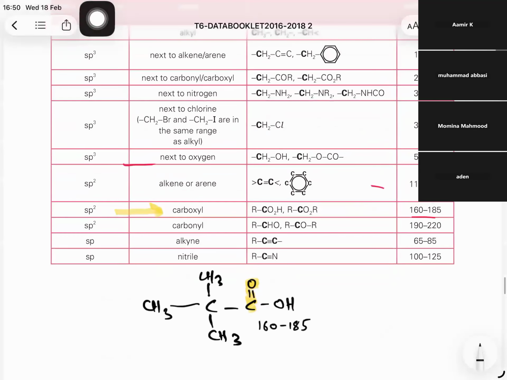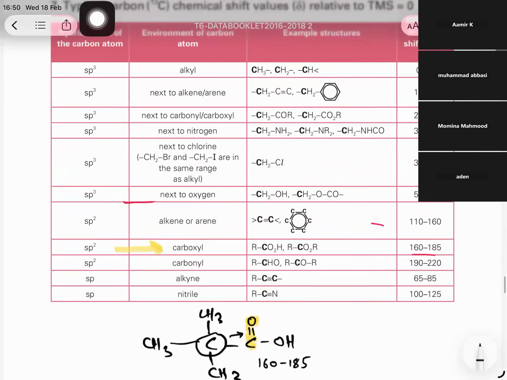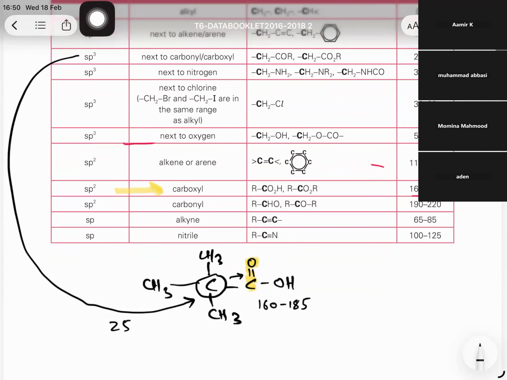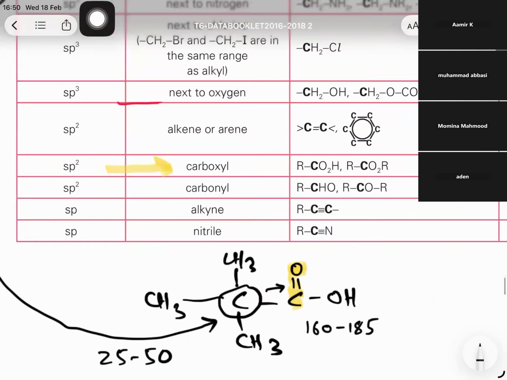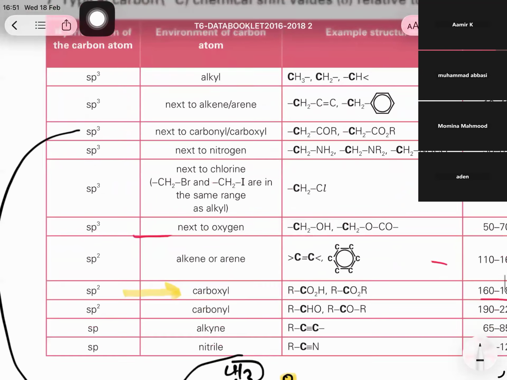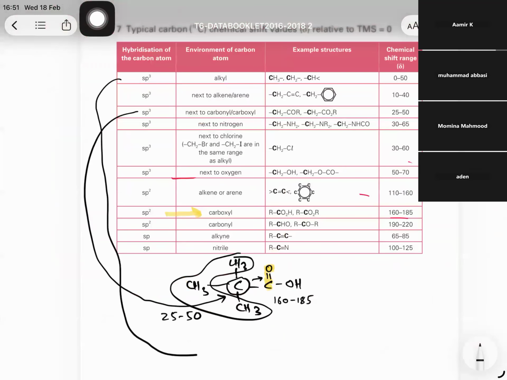What about this C that is next to C double bond O, the neighbor of C double bond O? Just go top. The neighbors are on the top. Look at this here. You see my arrow? Next to carboxyl, the carbon which is next to carboxyl, the neighbor of carboxyl. So for this, 25 to 50. And what about these three, which are alkyl and next to alkyl? Look, the one on the top, the first one. What about this? 0 to 50.